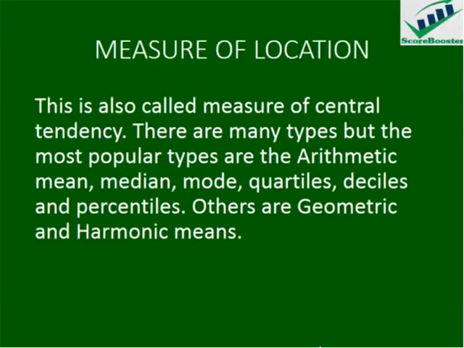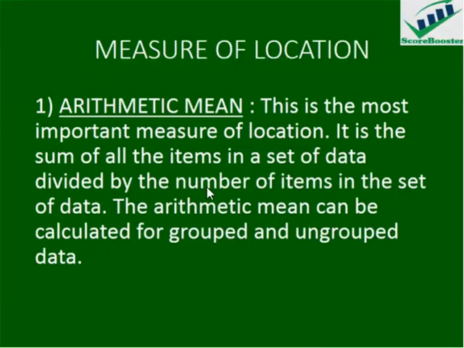So now we start with the first one, which is the arithmetic mean. Here we talk about the arithmetic mean of ungrouped and grouped data, and we also explain some examples on it. The arithmetic mean is the most important measure of location. It is the sum of all the items in a set of data divided by the number of items in the set of data.